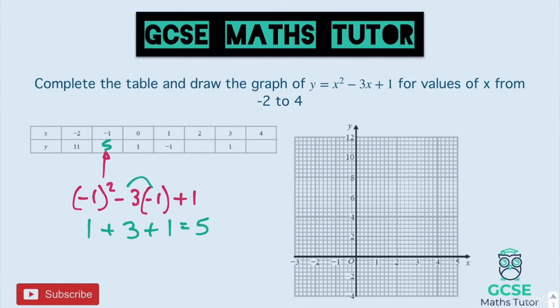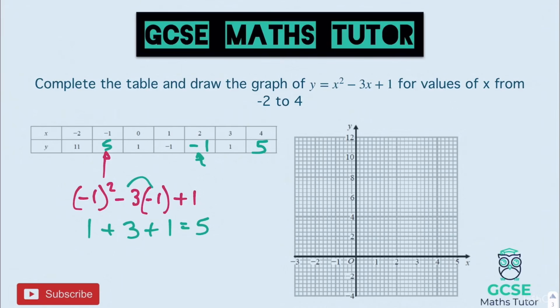On the other side of that, we've got to do this one here. So we've got 2 squared, which is 4, take away 6, which is minus 2, and then add the 1, which is minus 1. Okay, and on to the 4, we've got 4 squared, which is 16, take away 12, 3 lots of 4, so 16 take away 12 is 4, add the 1 gives us 5. There we go, and that matches obviously with our little pattern there.